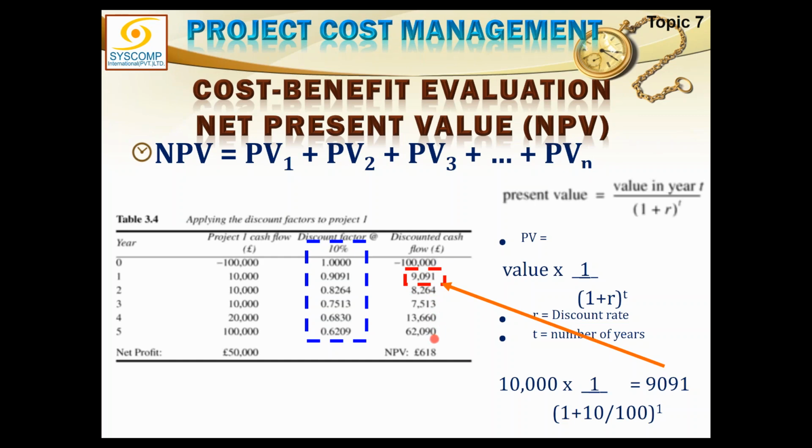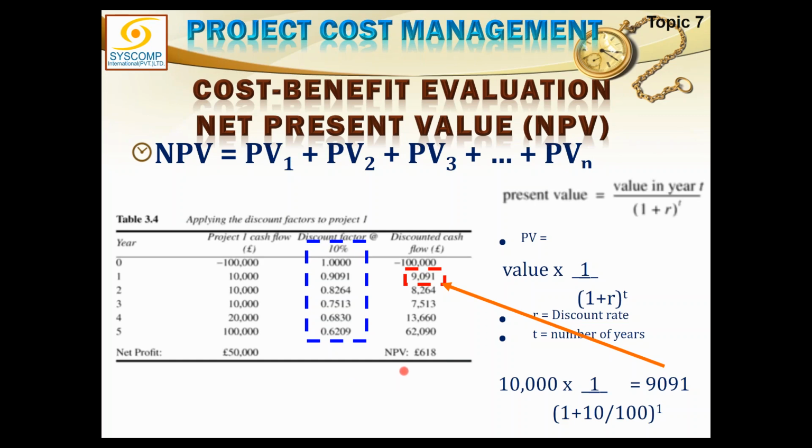If you add them all up, it will give you net present value. Net present value actually shows the worth of the money today. So the 50,000 profit which we are very happy about is only worth 618 rupees today. Got it? Yes, sir.